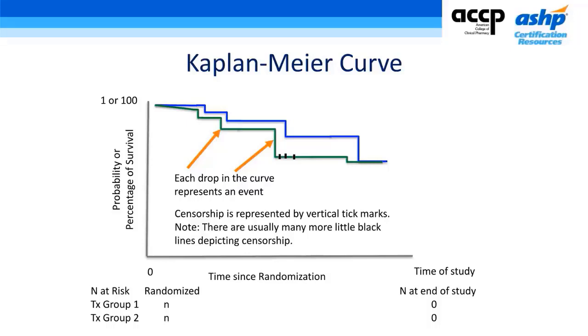And so on this example, in the bottom line, I have 3 vertical tick marks. I just want to point out that there are usually many more tick marks to depict censorship, but just for sake of ease of drawing, I just included the 3 in this graphical example.